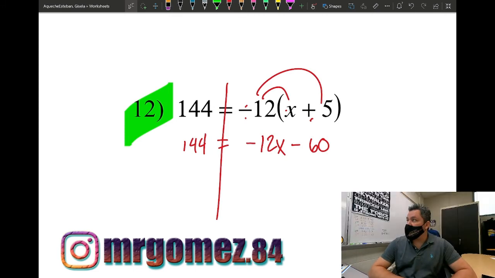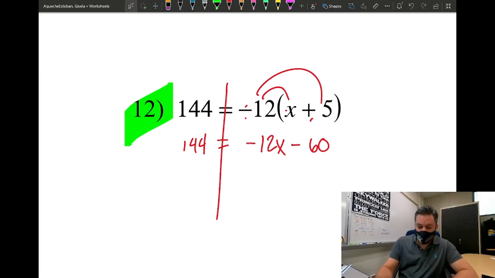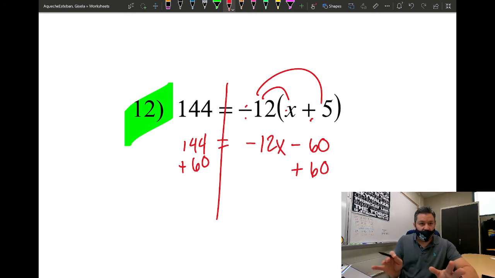Are we adding or subtracting first? So what's my first step? Add. We're going to add what? 60 on both sides, right? Notice I'm not adding anything to the one with the variable because they're different. They're different breeds, okay?